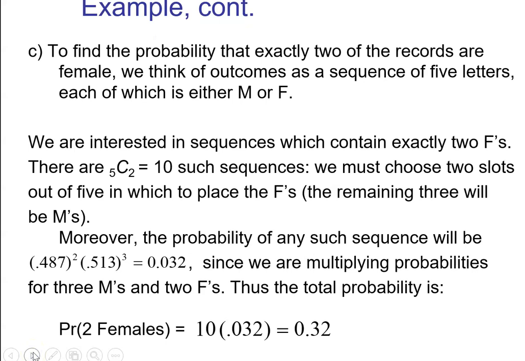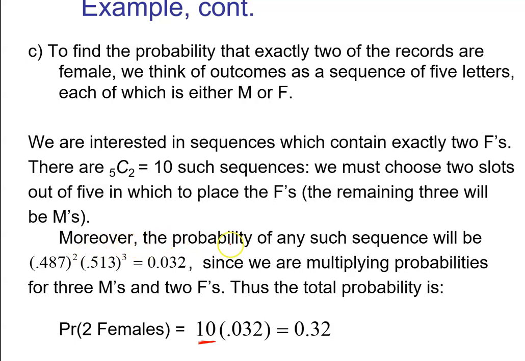The third portion asks us to find the probability that exactly 2 of the records are female. We have to think of outcomes as a sequence of 5 letters, M being male, F being female. We have to use combinations because we don't necessarily care when the females are drawn, whether it's the first 2, the last 2, or somewhere in the middle. So we do 5 choose 2, which equals 10. Notice that's where we're getting this number from. We must choose 2 slots out of the 5 in which to place the females. The remaining 3 will be males.